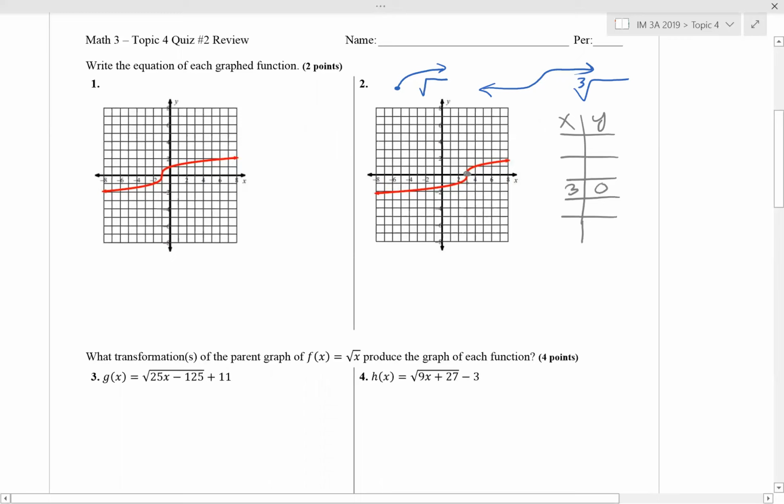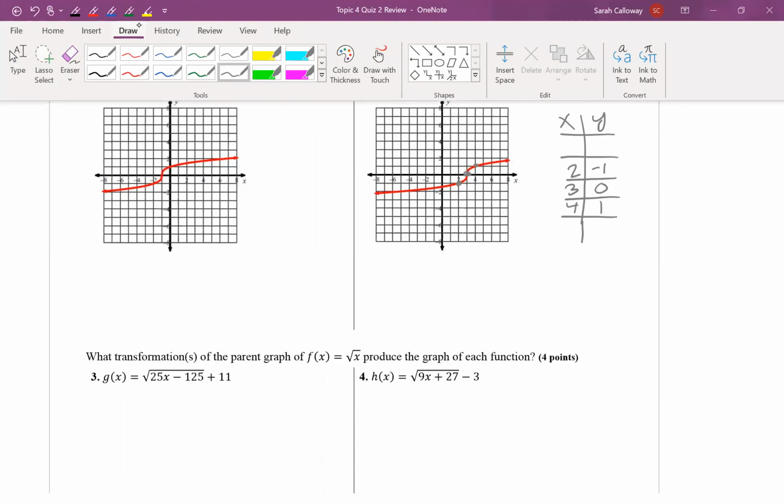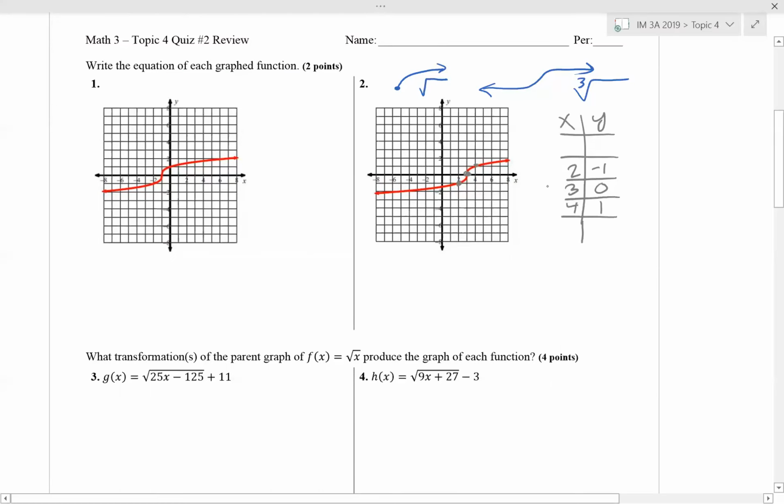Then I want to find the next point on either side. The point to the left of that is 2, -1, and the point to the right of that is 4, 1. Remember that within the graph of a cube root function, the middle point gives us h and k. So for this graph, h is 3 and k is 0.